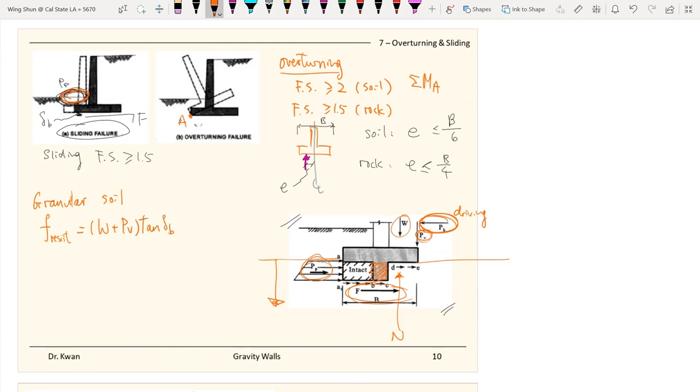So this is the frictional force, like the mu. Remember the Newton law: the reaction force or the friction force will be equal to the normal force times the coefficient of friction, and the coefficient of friction is equal to the tangent of the interface friction angle, and the interface friction angle here is delta B. And then plus P sub P, which is the resistance force provided by the embankment fill. So this is the resistance force for the granular soils.